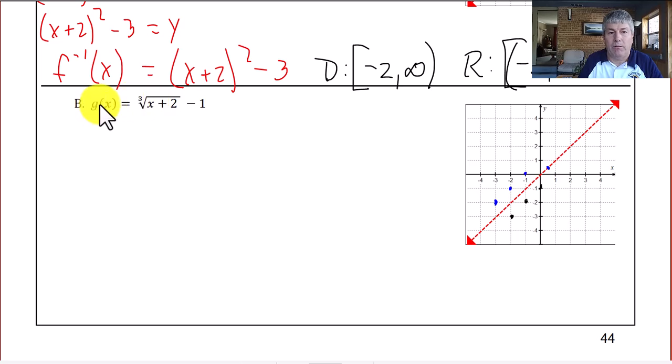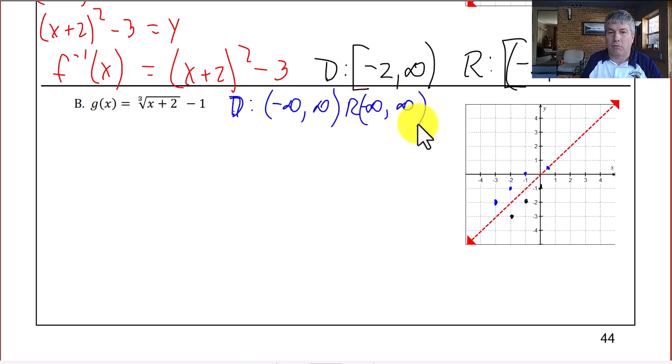Example B, we've got g of x equals the cube root of x plus 2 minus 1. A cube root function, we don't have any restrictions on our domain and range. So in our original function, our domain is all real numbers, -infinity to infinity, and our range is also all real numbers, -infinity to infinity.